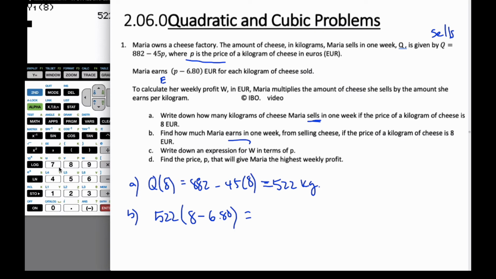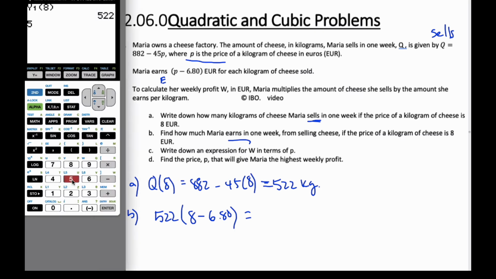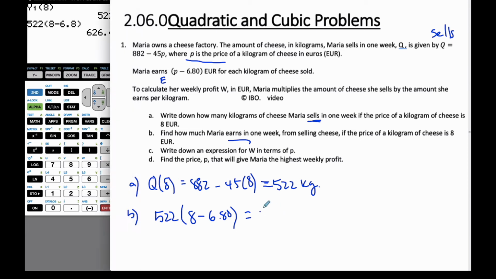So if I take my 8 minus 6.8, and I get 626.4 euros is what she gets on that week.